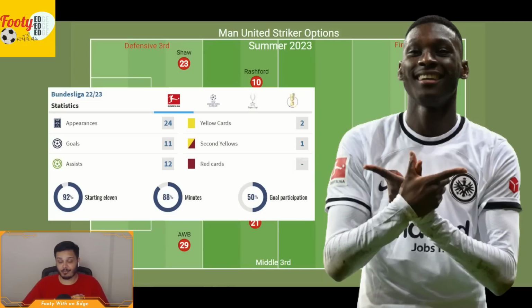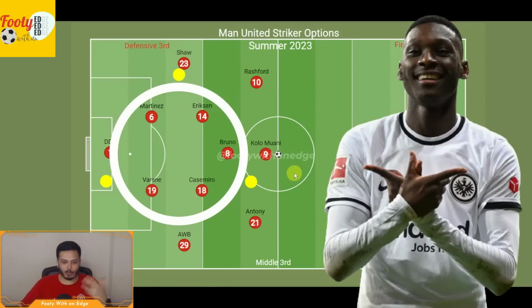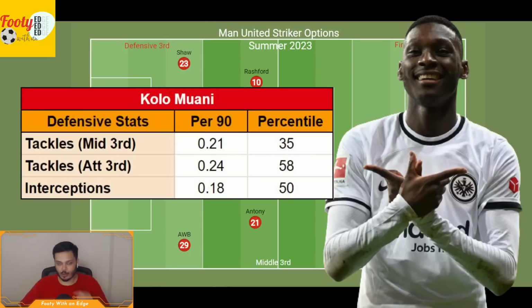And this is backed up by the fact that he actually has 12 assists this season, which is one more than the 11 goals that he has. And his defensive stats are much better than Kane, as his tackles and interceptions per 90 are at least 50% higher, but he's definitely not the best in the world at pressing from the front.